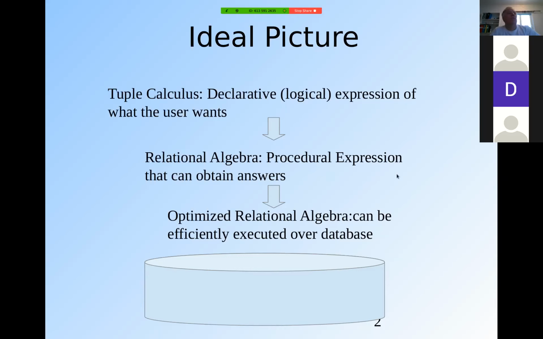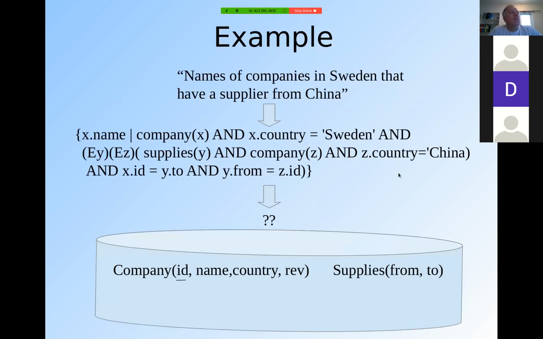All right, so here's an example. In that natural language, you might have something like, give me the names of the companies in Sweden that have a supplier from China. There's an assumption here that we have a database down here with a table of company, with an ID and a name, then a country, and then a revenue, how much revenue the company generates, and then supply. So this right here determines a graph.